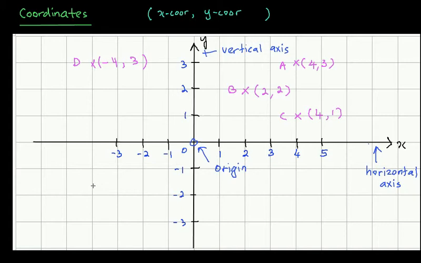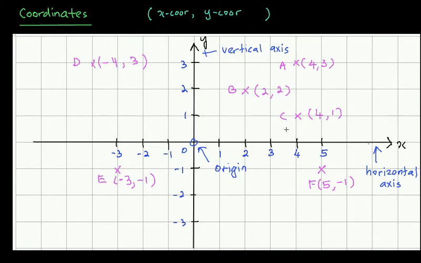If point E is here, the coordinate will be (-3, -1). Let's try another point, F. The coordinate will be (5, -1).